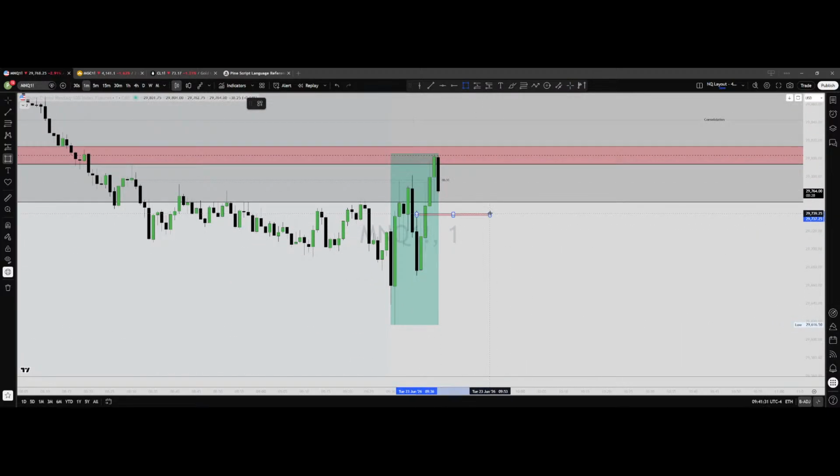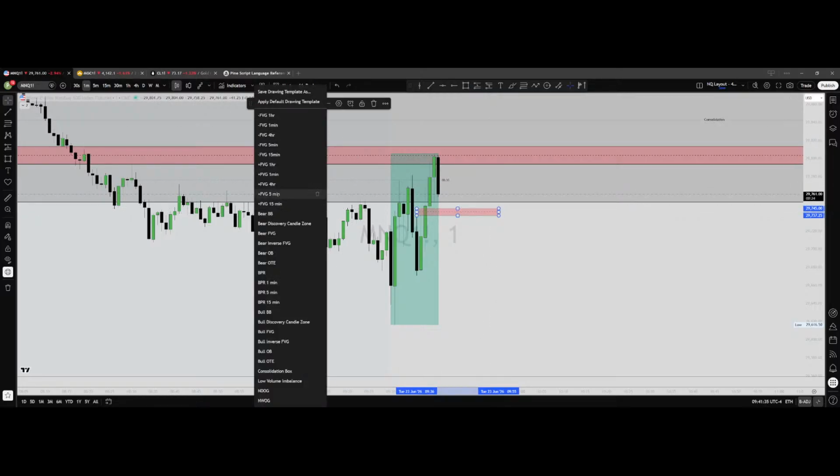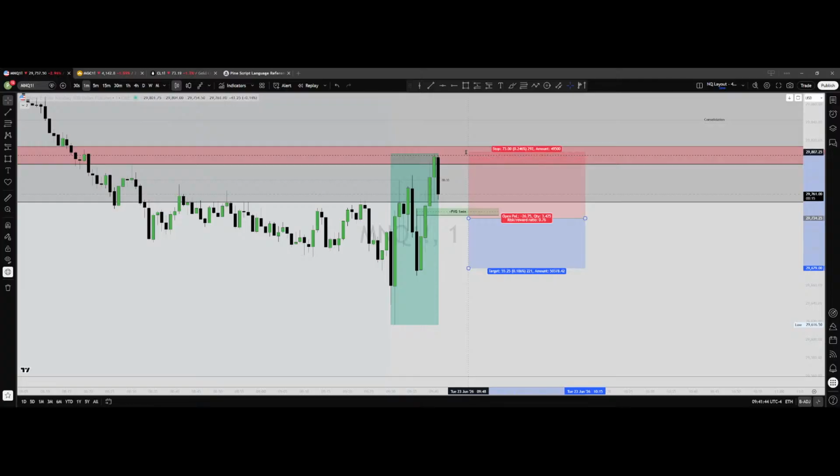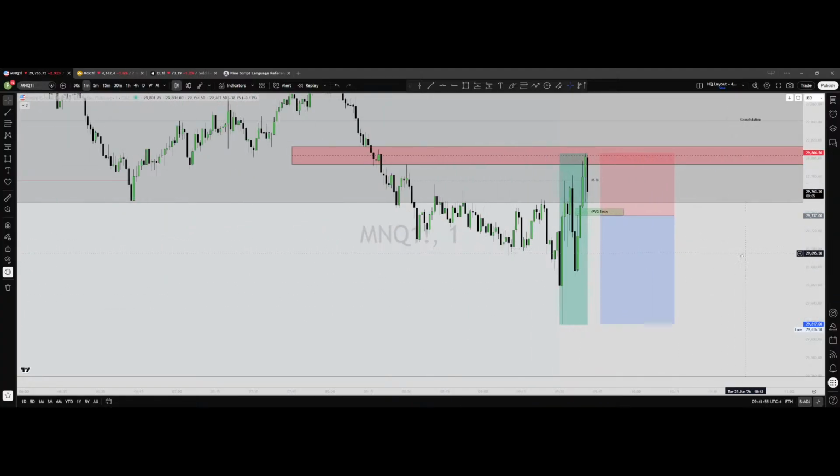The level of interest now for us is this. There's this 1-minute fair value gap right here. If this gets inversed strongly, then we will be looking to take a short trade. Now the stop loss would be about 73 points, so we can manage our risk according to that. Basically, we are just risking about 500.